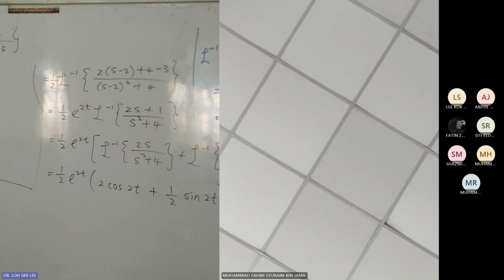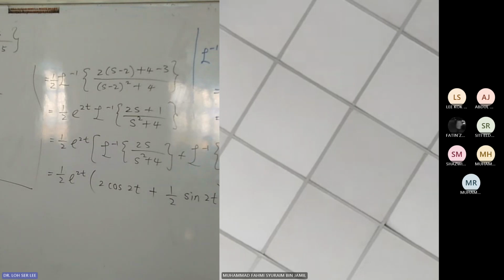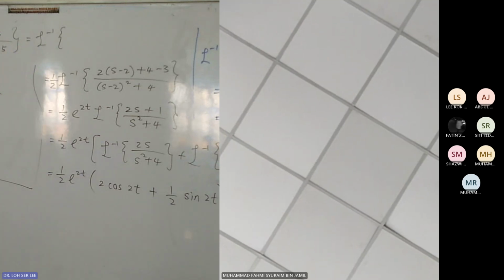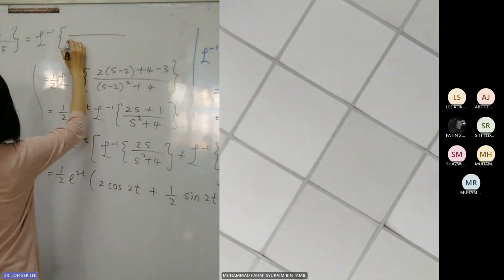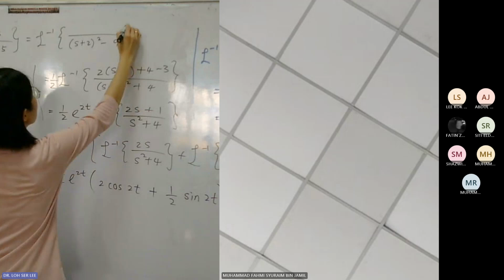Plus 2, plus 2 squared, minus the square of 2, which is 4, minus 5, minus 9. Do you get this? Okay, s plus 2 squared minus 9.